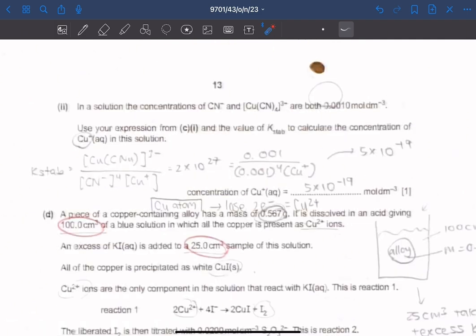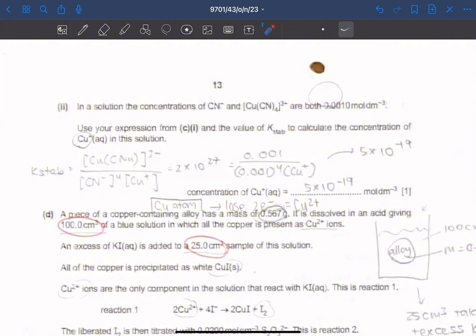C(ii). In a solution, the concentrations of CN⁻ and Cu(CN)₄³⁻ are both 0.0010 mol per dm³. Use your expression from C(i) and the value of K_stab to calculate the concentration of Cu⁺(aq) in this solution.